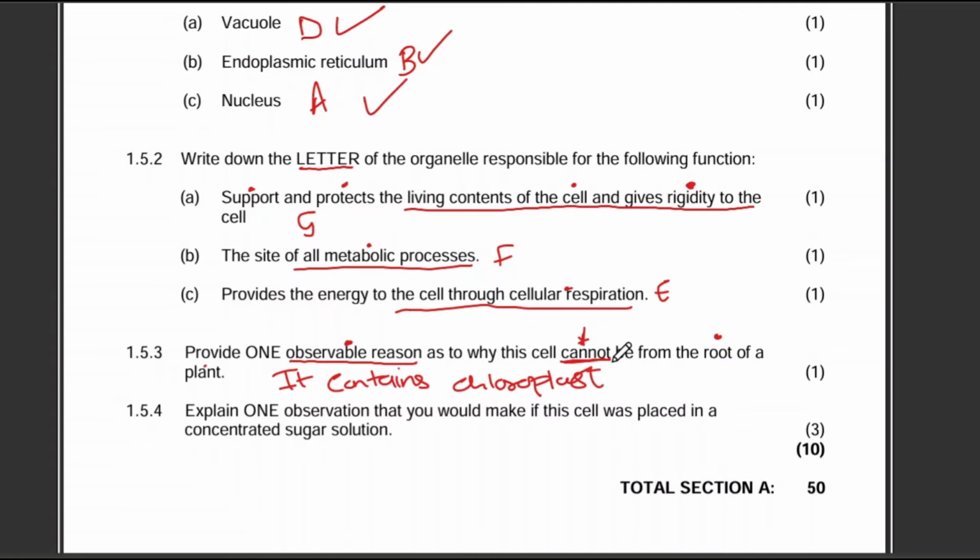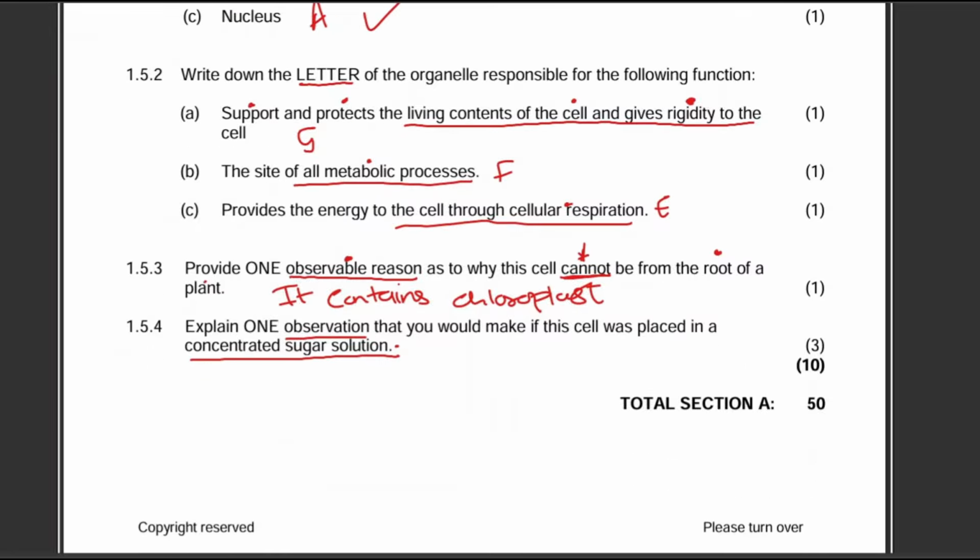Explain one observable, also something that we should be able to see from the diagram, that you would make if this cell was placed in a concentrated sugar solution. What is it that we would see? There's even a practical about this, guys, isn't there? Where you speak about osmosis, the movement of water. So the cell membrane, in this case, will pull away from the cell wall.